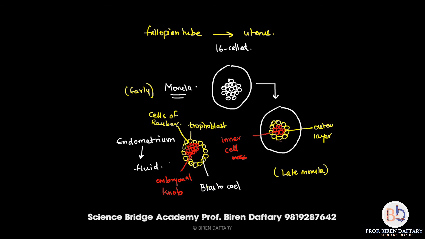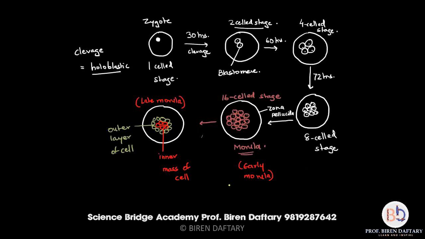Okay, so let us summarize whatever we have learned. This is the diagram. Initially we began with the zygote, which was a single cell stage. After 30 hours the first cleavage or division took place. It gave rise to a two cell stage in which two blastomeres were formed. After 60 hours of fertilization, the 4 cell stage. After 72 hours of fertilization, the 8 cell stage, which gave rise to the 16 cell stage. All the blastomeres were present together. The 16 cell stage is called the morula.